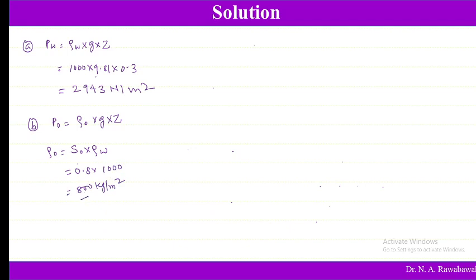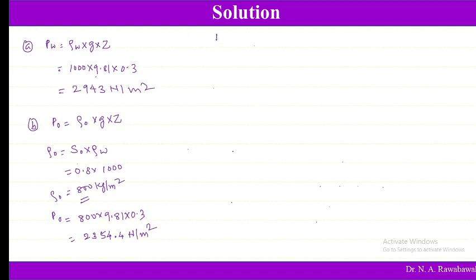Substituting this density of oil in the above equation, the pressure intensity exerted by this oil is nothing but 800 into 9.81 into Z is 0.3. Therefore pressure intensity exerted by oil we can get as 2354.4 Newton per meter square.